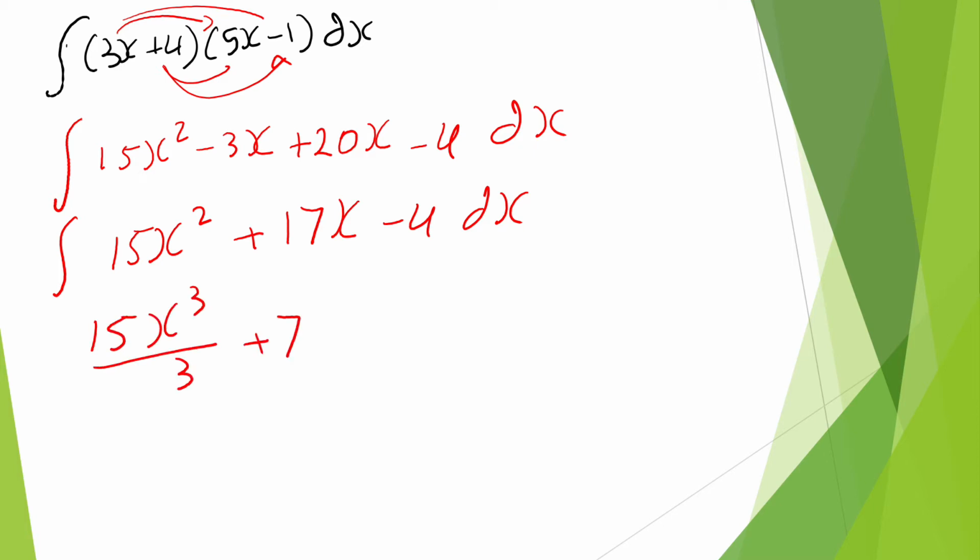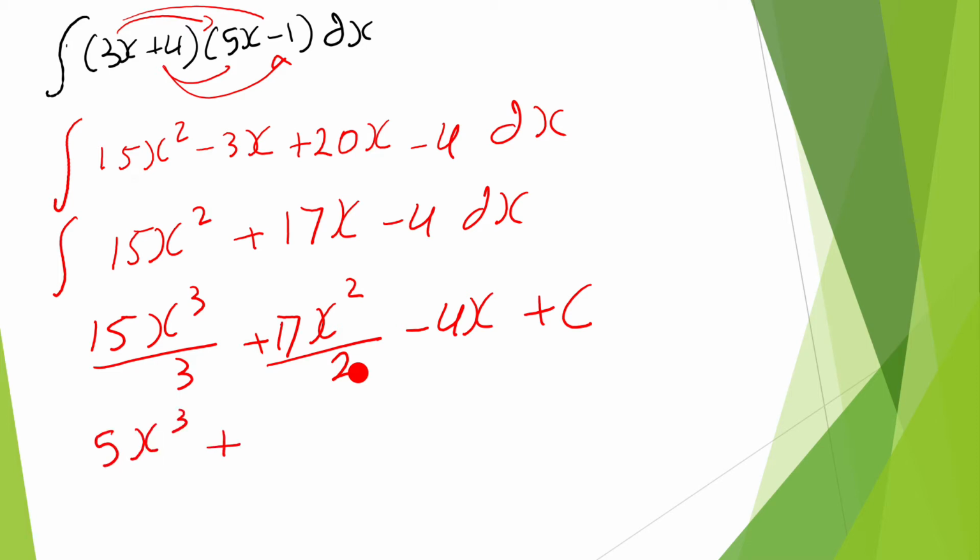So 5x cubed plus 17x squared over 2 minus 4x plus c, and you can simplify. So I've got 5x to the power of 3, 17 over 2 x squared, minus 4x plus c. Now you can stop at that third line if you don't need further simplifying, because if the question was just integrate, you don't need to simplify further. But if you need to substitute later or solve something, then it's better to simplify.